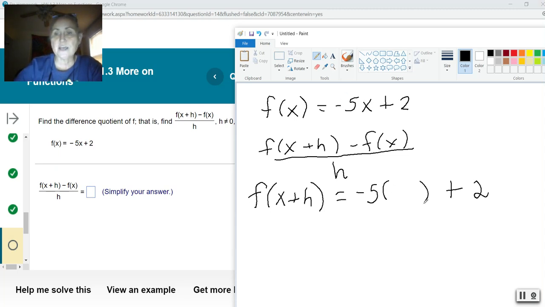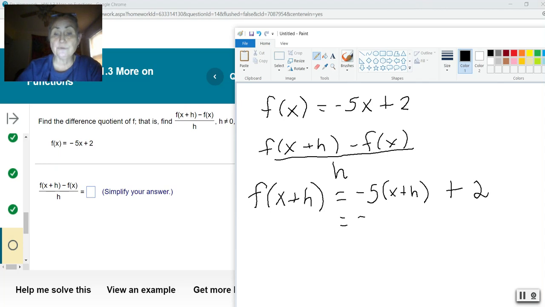So instead of the x, I just put these empty parentheses, right? And then in there, I'm going to put x plus h. And voila, you've done the entire numerator. Now you've got to simplify it. And usually the simplifying is the hard part. Not so much for this one.